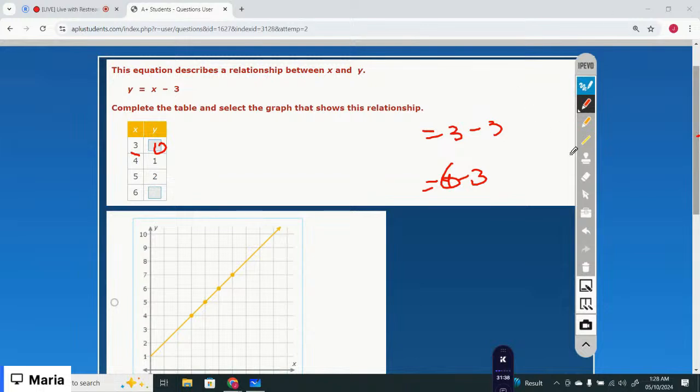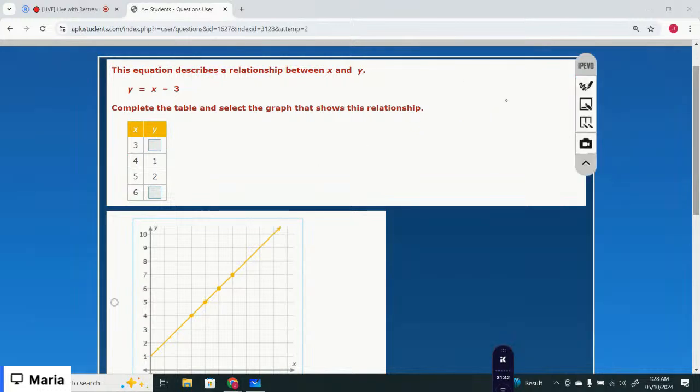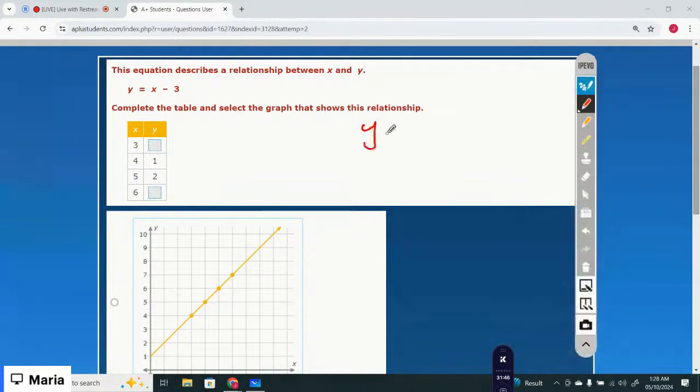Just look at the values, right? They are y equals x minus 3. So you need to find the value of y when x equals 3. X equals 3, replace the value. 3 minus 3 is 0. So here you have 0. Then you have 6. 6 minus 3, that is 3. So when x equals 6, y equals 3.